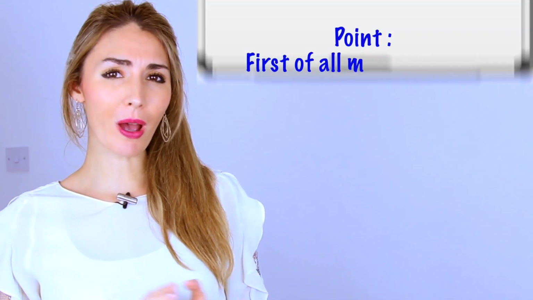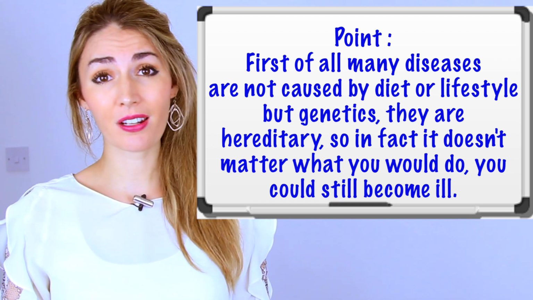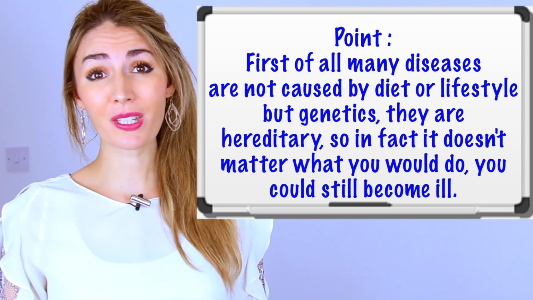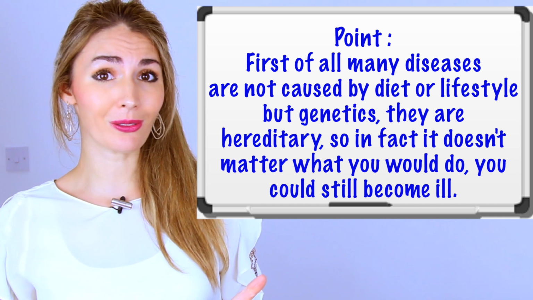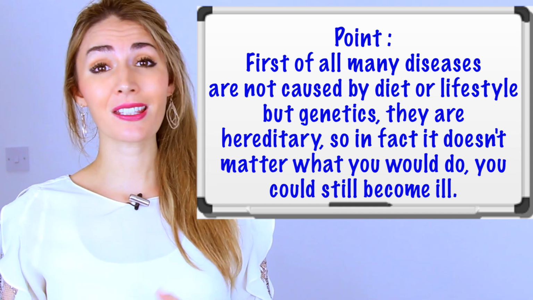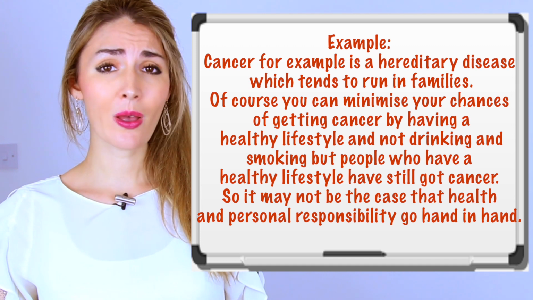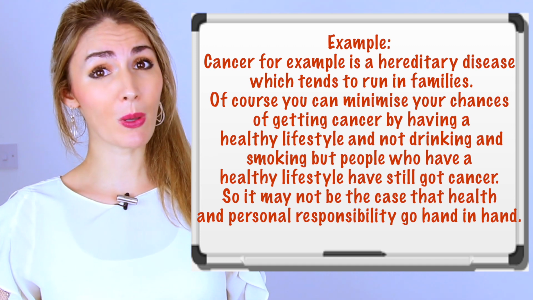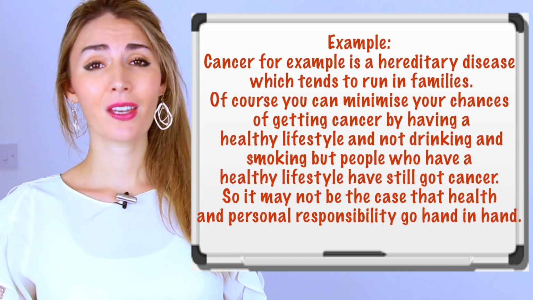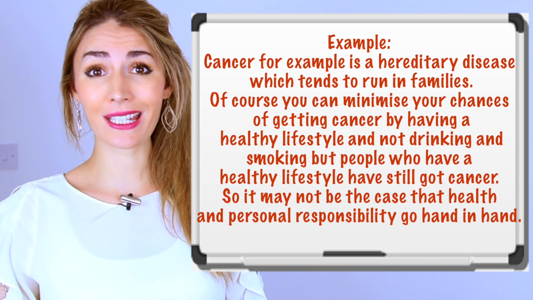So here you could begin your paragraph 3 by saying, first of all, many diseases are not caused by diet and lifestyle and are caused by genetics. They are hereditary. So in fact, it doesn't matter what you would do, you could still become ill. Then you would go to your example. Your example could be, cancer is hereditary and tends to run in families. Of course, you can minimize your chances of getting cancer by having a healthy lifestyle and not drinking and smoking, but people who have a healthy lifestyle have still got ill with cancer. So it may not always be the case that personal responsibility and health go hand in hand.